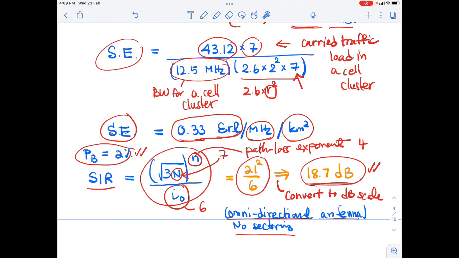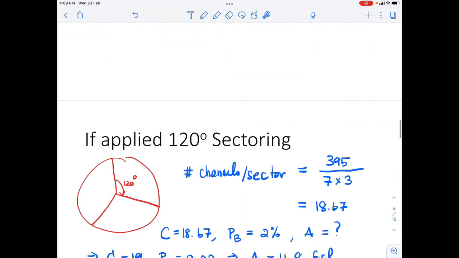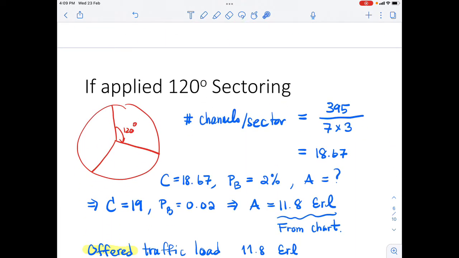So let's try sectoring. What if we apply 120 degree sectoring? That means for each cell we're going to use antennas which cover 120 degree angles. So there are going to be 3 sectors in a cell. Now to determine traffic intensity, we're going to look at each sector. First we're going to look at the number of channels per sector, not per cell but per sector.